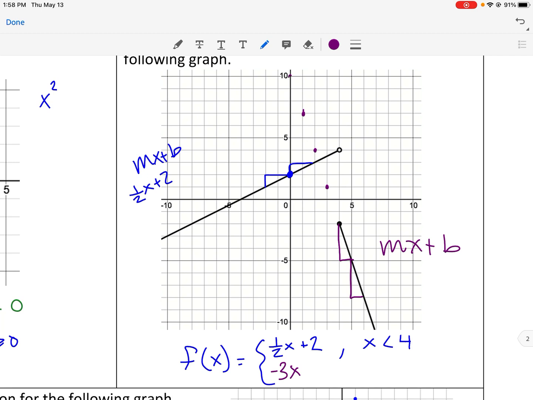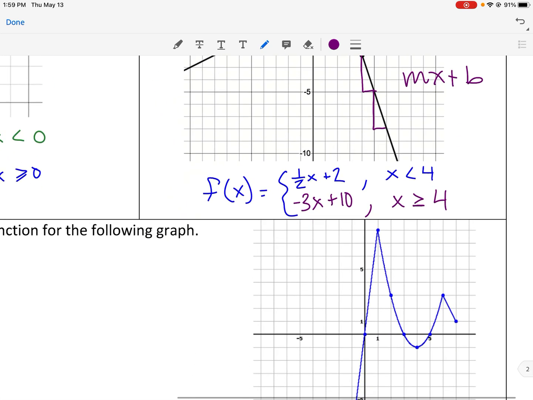So up 3 over 1, up 3 over 1, up 3 over 1, up 3 over 1. So it would cross at 10 if it did keep going. So that still counts. We still have to put that as part of our equation. And so this is for, it's filled in, so I do the equal to part, since it's a filled in circle, greater than or equal to 4.